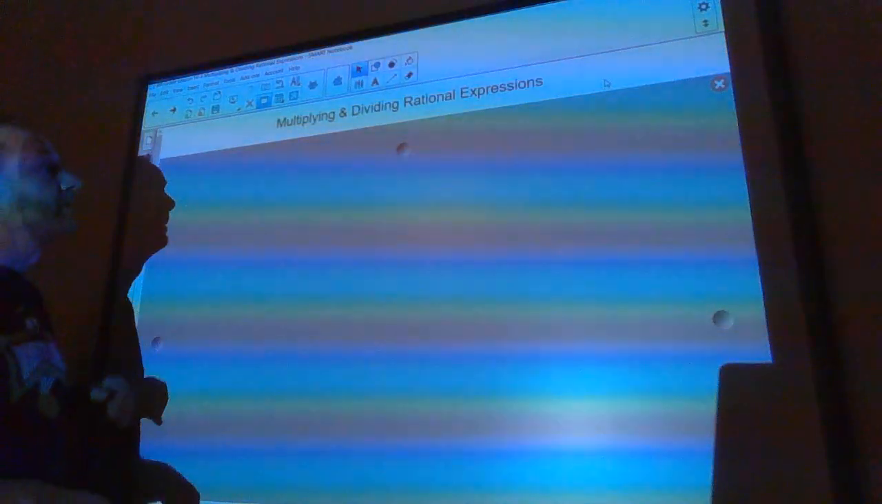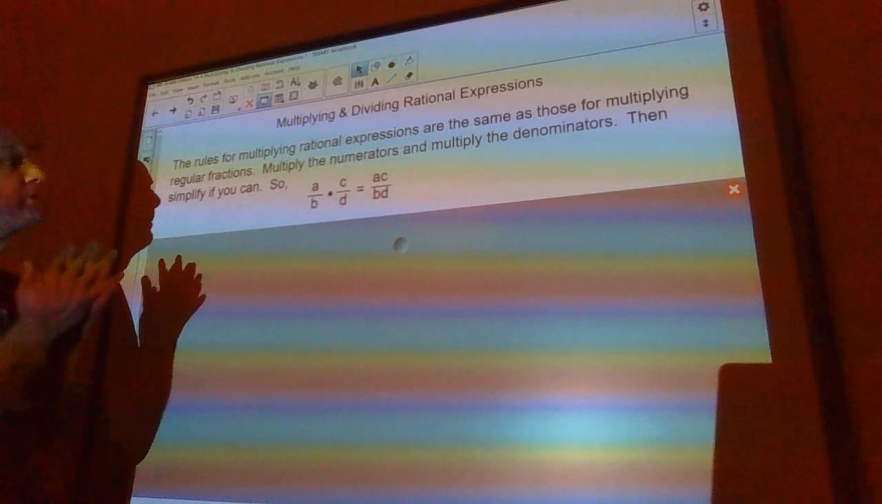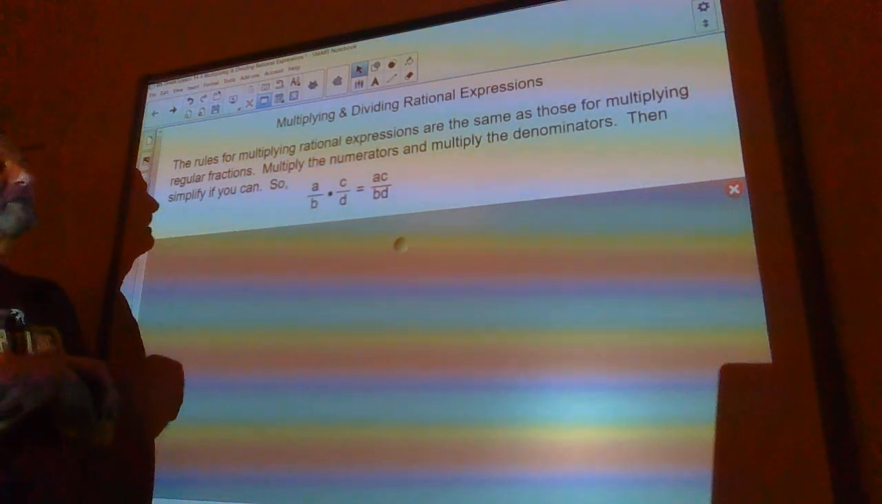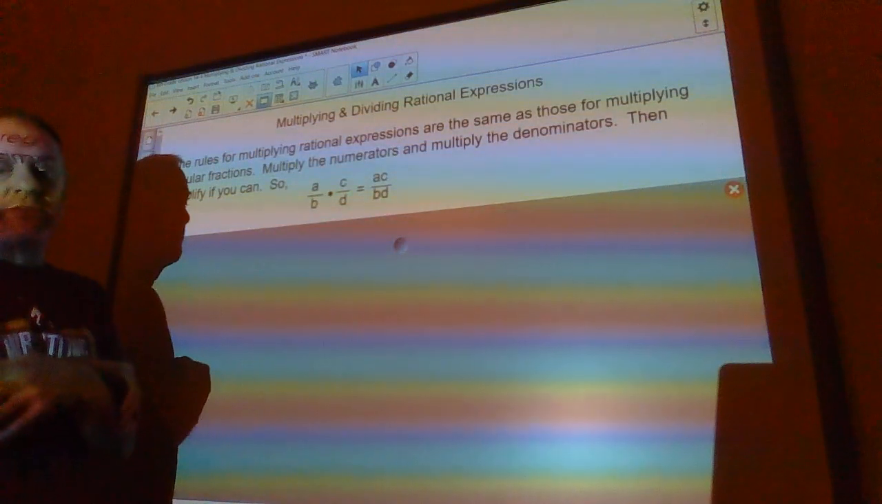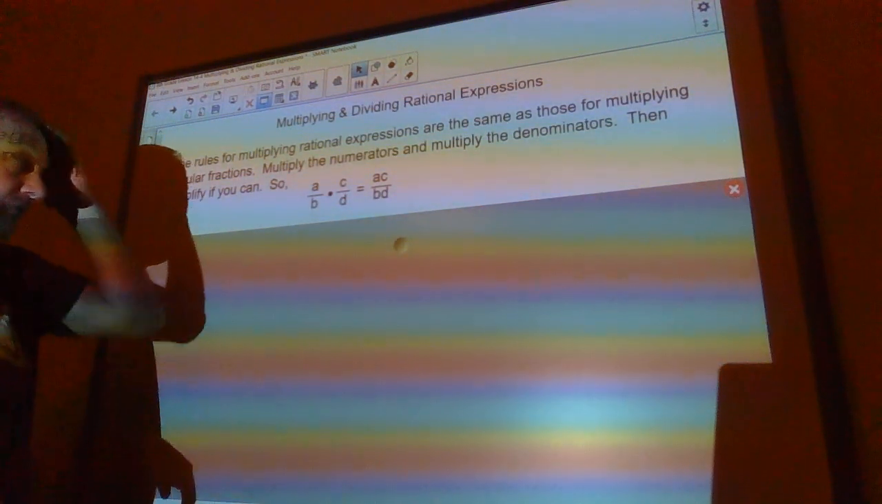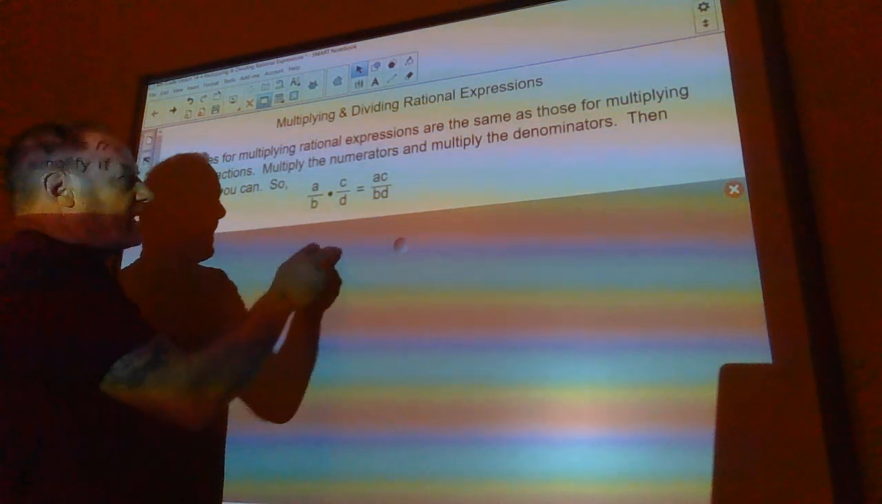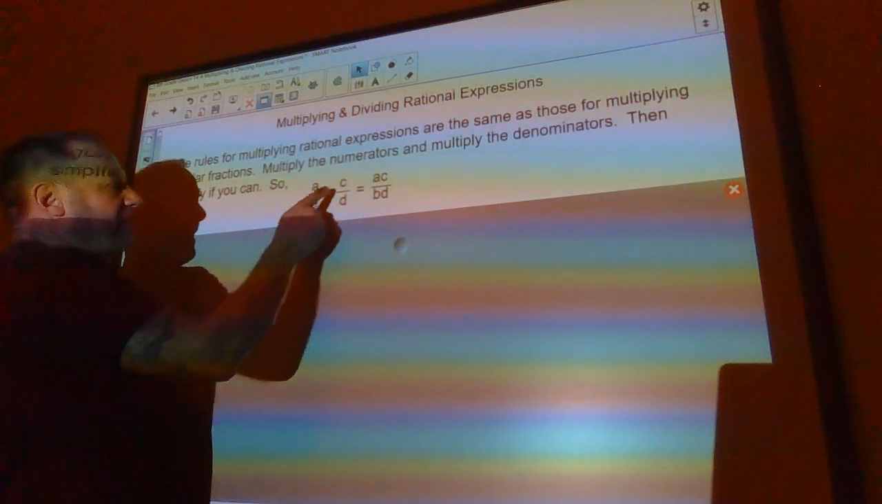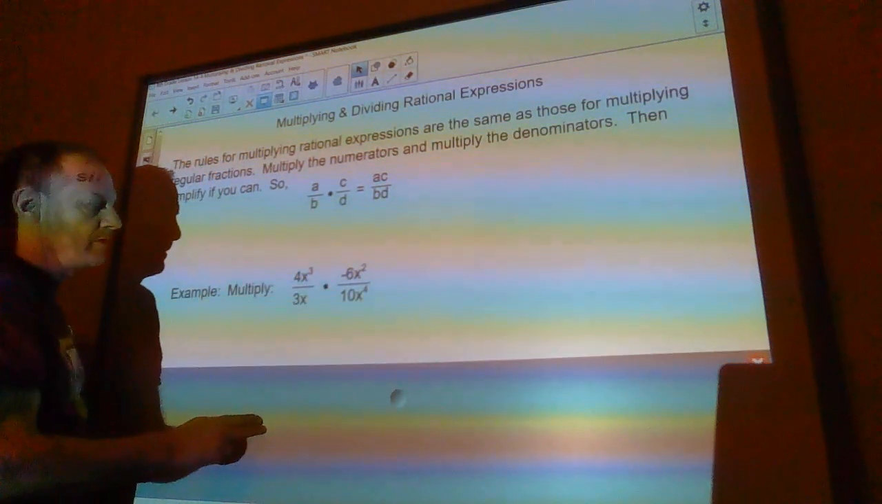Hello, everybody. So today we're talking about multiplying and dividing rational expressions. The rules for multiplying rational expressions are pretty much the same as those for multiplying regular old fractions. You multiply the numerators and you multiply the denominators, and then you simplify if you can, or you can actually simplify sometimes before you multiply them together. So a over b times c over d is going to equal a times c over b times d.